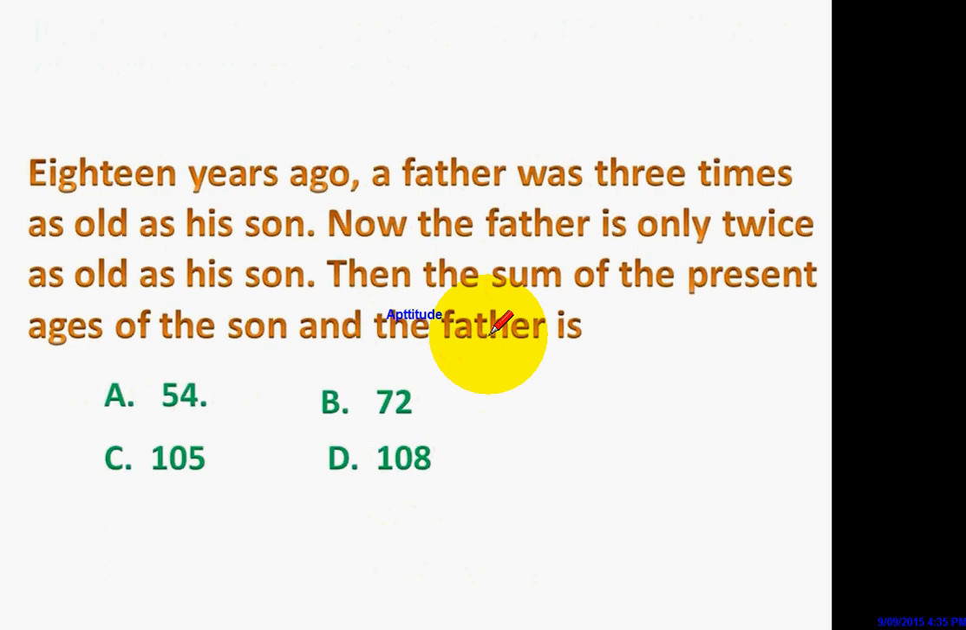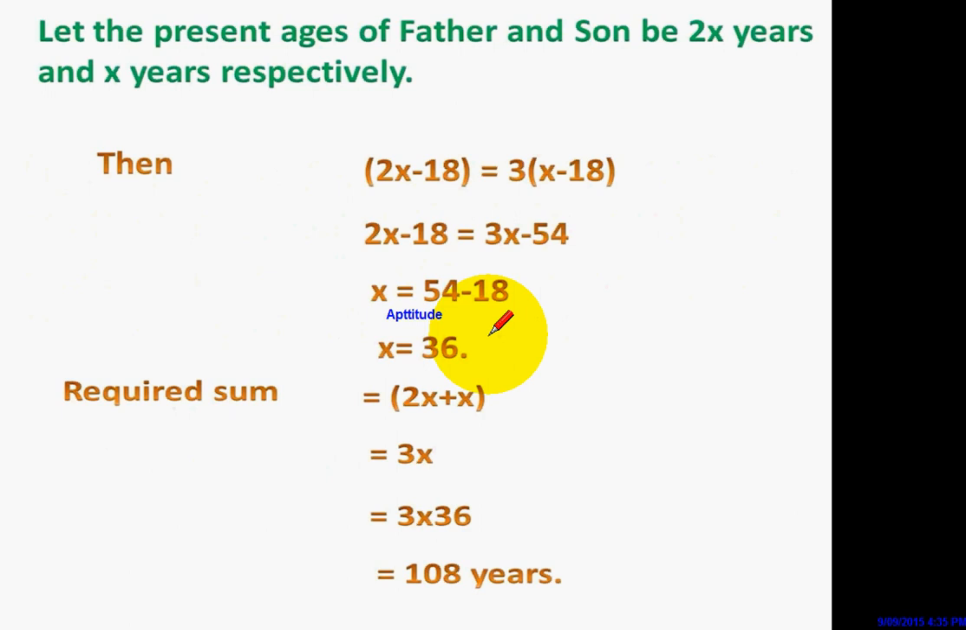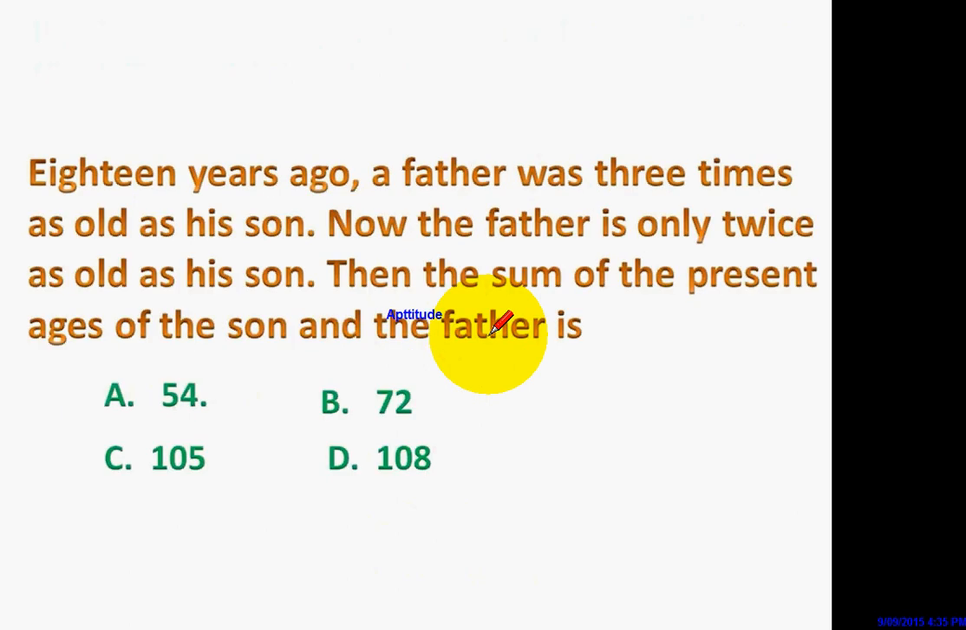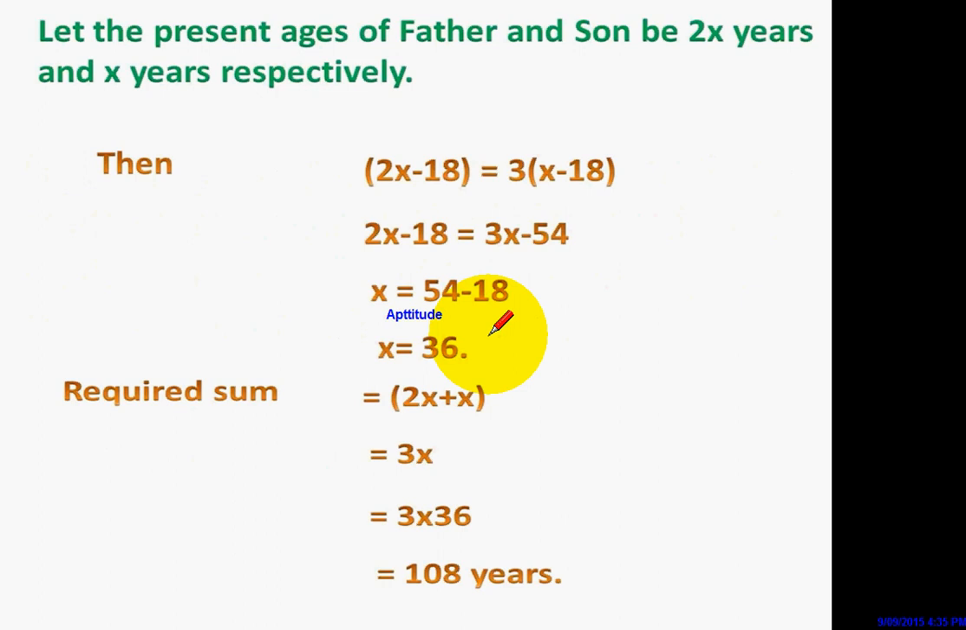And next, 18 years ago, what happened? 18 years ago, the father's age is 2x, so I have to subtract 18 because we are dealing with the past, the days which have already gone. So 2x minus 18 is equal to, what about the son's age? If the father travels back 18 years, the son's age will also get reflected. So you have to subtract 18 from the son's age also. Now the son's age is x.